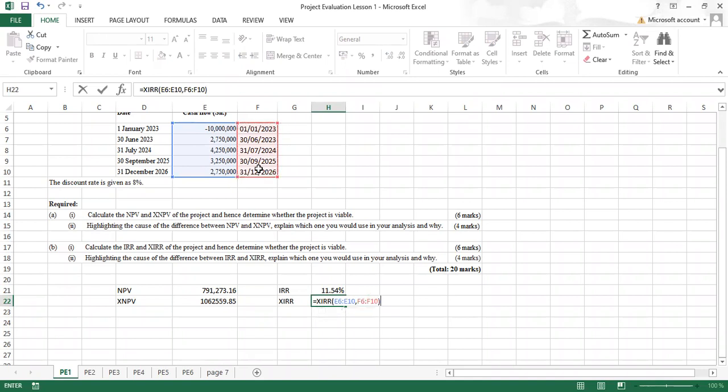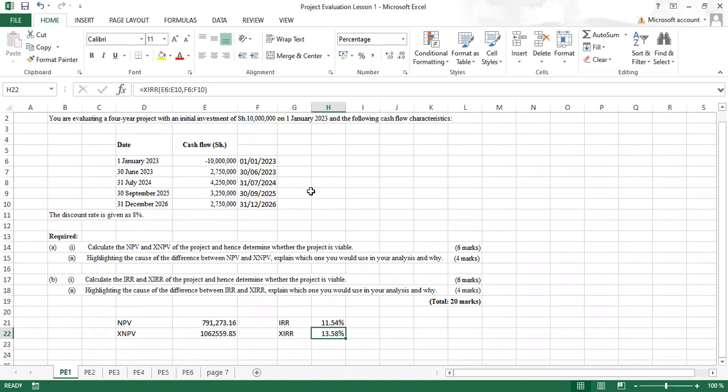You don't have to make a guess. Control Enter, and I change it into percentage. You put it in 2 decimal places. Also, the difference is the same, what I've explained up there. The difference is the same because our cash flows are not occurring on a regular time interval, isn't it?